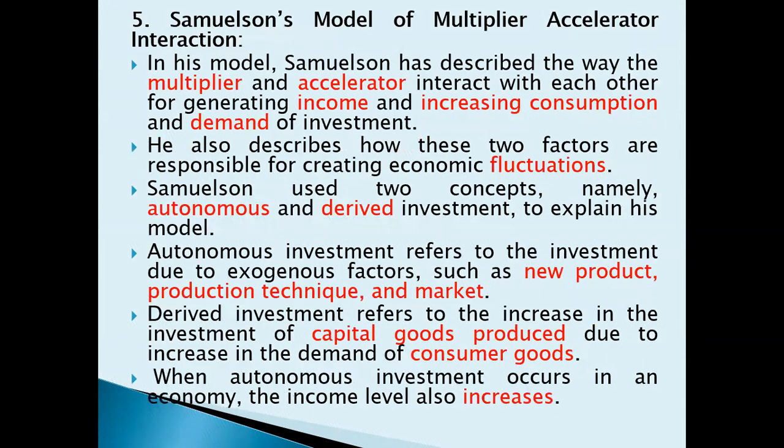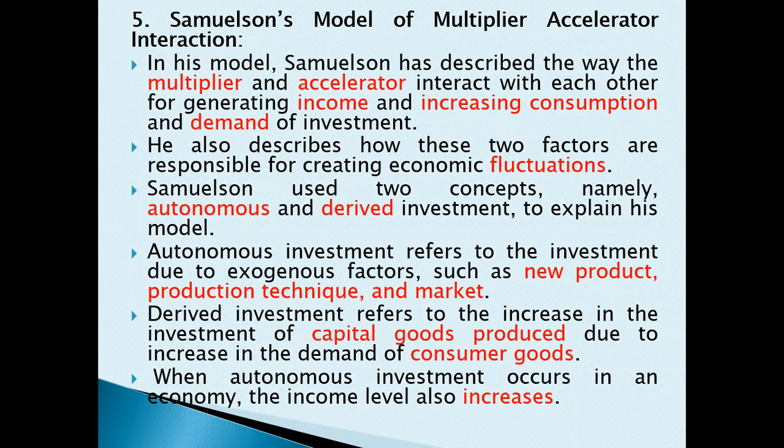And last is Samuelson's model of multiplier accelerator interaction. Now, in this model, Samuelson has described the way the multiplier and accelerator interact with each other for generating income and increasing consumption and the demand for investment. So he has described the role of the multiplier and accelerator with respect to generation of income or increasing consumption and demand for investments. Some parameters, some variables he has considered, which lead to increasing demand for investment. He also describes how these two factors are responsible for creating economic fluctuations.